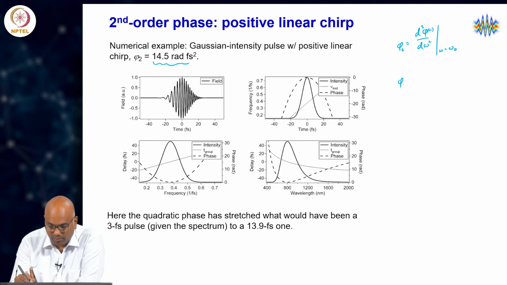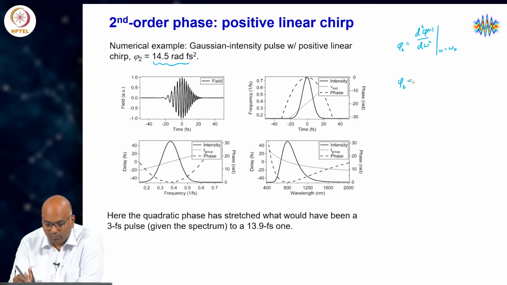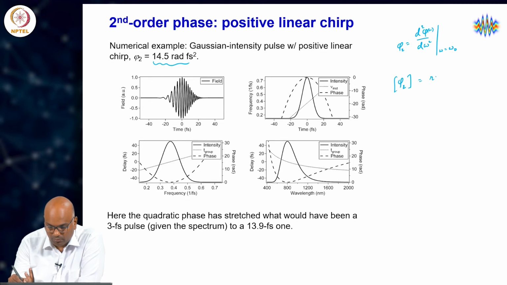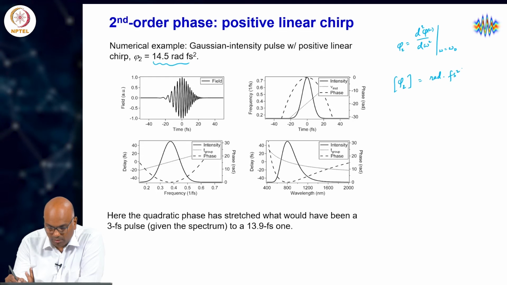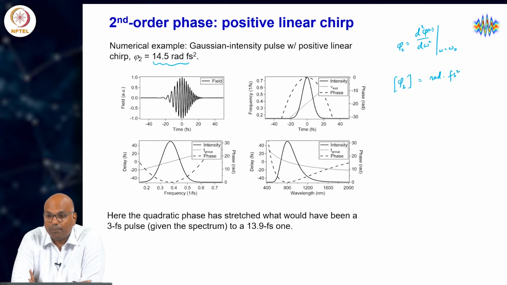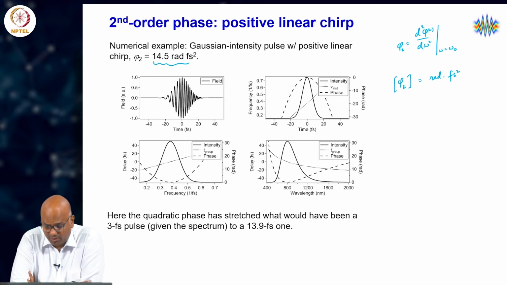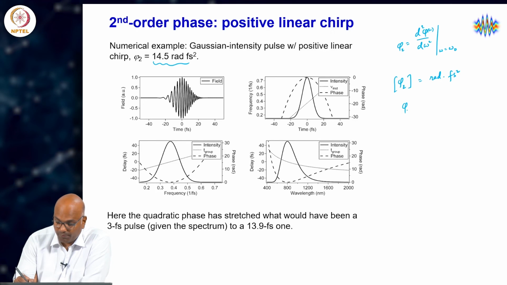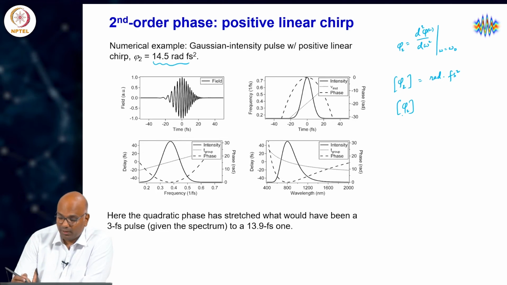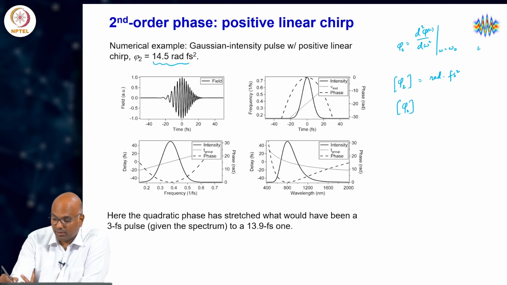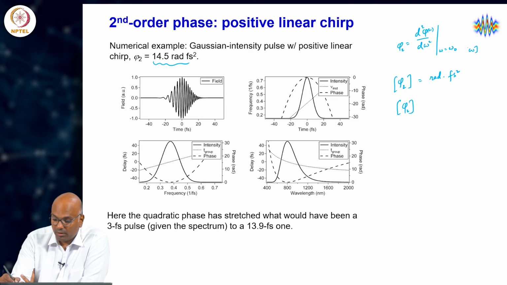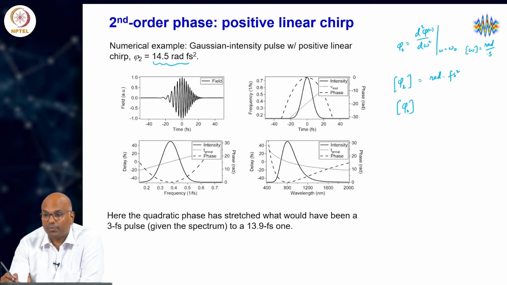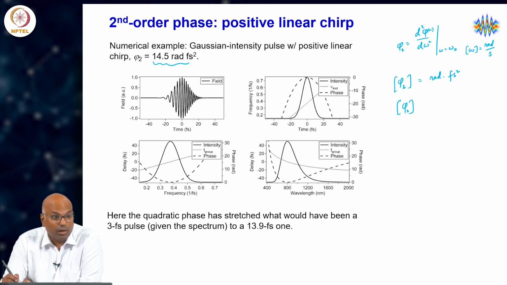Well, here the units of phi 2 which we use is radians femtosecond square. Okay. So, in the previous lecture I was talking to you about defining the units of phi 2, and we considered the fact that the denominator is omega and omega has units of radians per second, right, because it is angular frequency.